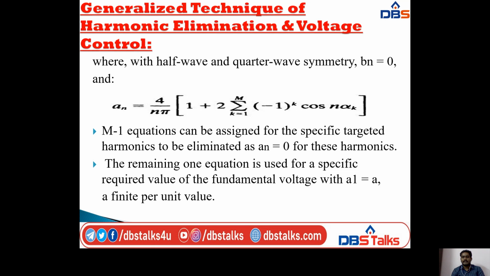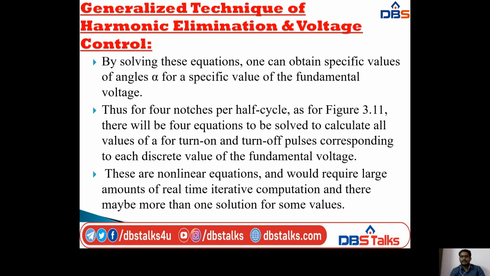Here, m minus 1 equations can be assigned for the specific targeted harmonics to be eliminated, as a n is equal to 0 for these harmonics. The remaining one equation is used for a specific required value of the fundamental voltage, with a1 equal to a finite per unit value. So by solving these equations, that is f of omega t and the a n values, one can obtain specific values of angles alpha for a specific value of the fundamental voltage.